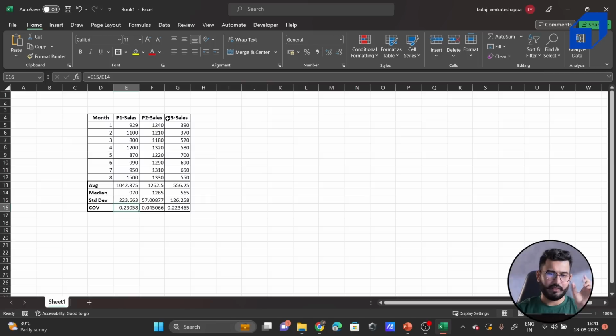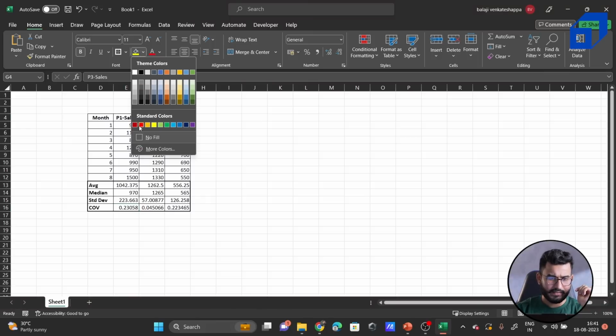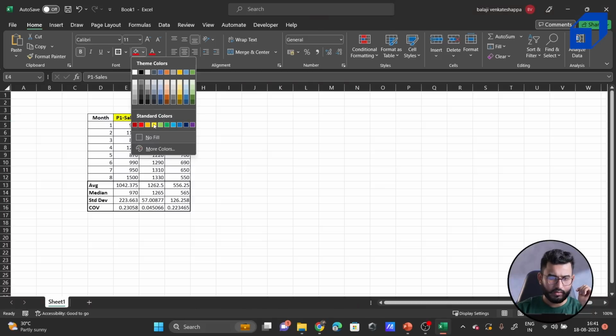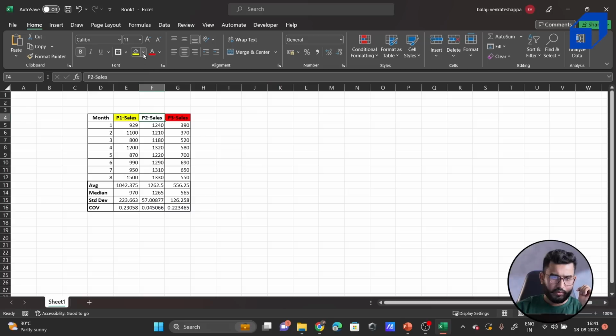So if I just color code them, I would say product number 3 would be coded as red. Product 1 I can put as yellow, and 2 I can put as green. The reason I'm putting it as green is because it is the most stable product in the market, while sales of product number 3 is on the lower side. That's the reason we have assigned a red color, and product number 1 is having sales between the highest and the lowest sale, which is product 2 and product 3, so we have assigned a yellow color.